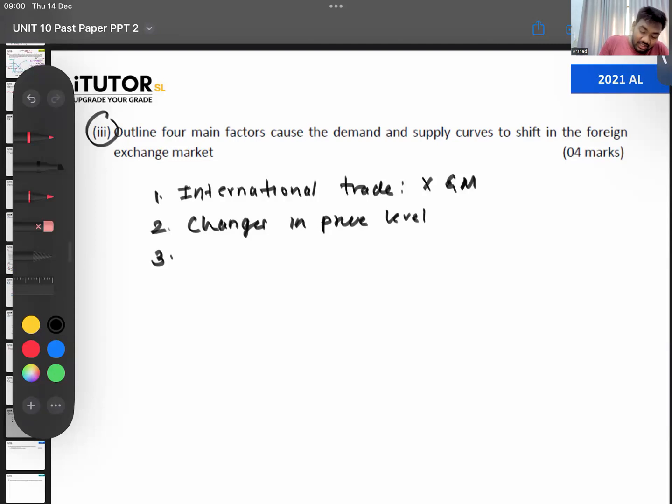So you can talk about foreign investment. So there can be investment inflows and outflows. Foreign investment, that's definitely something you can talk about. So foreign direct investments, portfolio investments, things like those. So that's another thing.